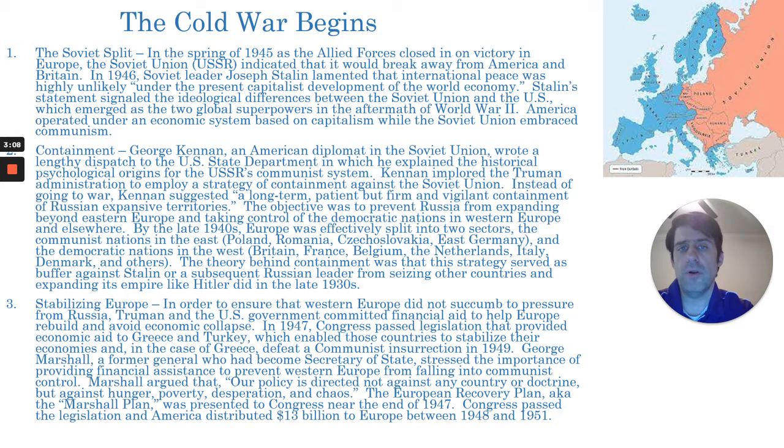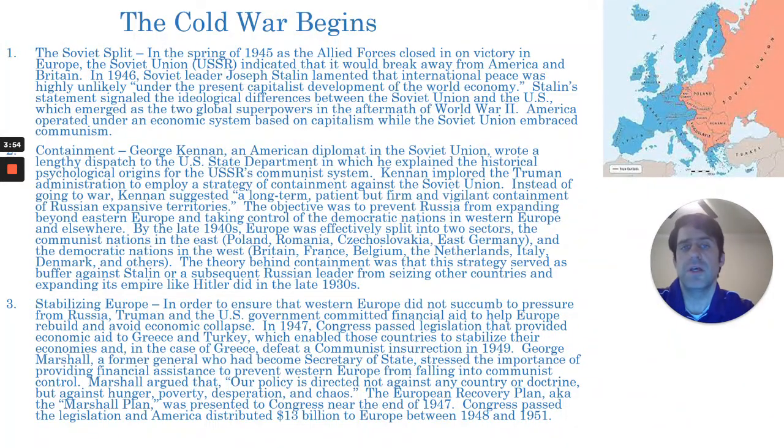And as the Allied forces closed in on victory in Europe, there were signs that the Soviet Union, the USSR, the Union of Soviet Socialist Republics, would break away from America and Britain. They were allies of America and Britain during the war, but in the immediate post-war era, there was a split as Joseph Stalin, the leader of the Soviet Union, basically denounced the capitalist economic system that was prevalent in the U.S. and much of Western Europe at the time.